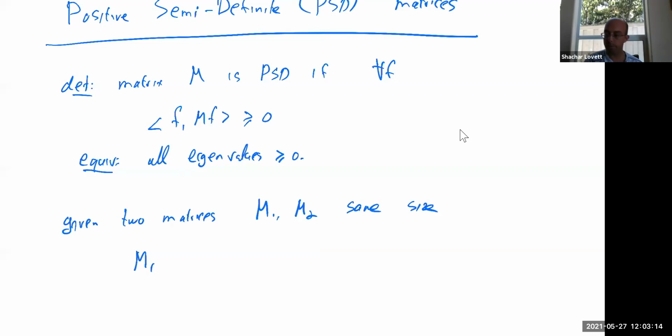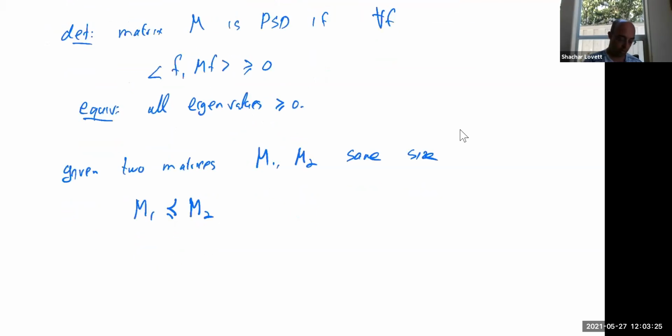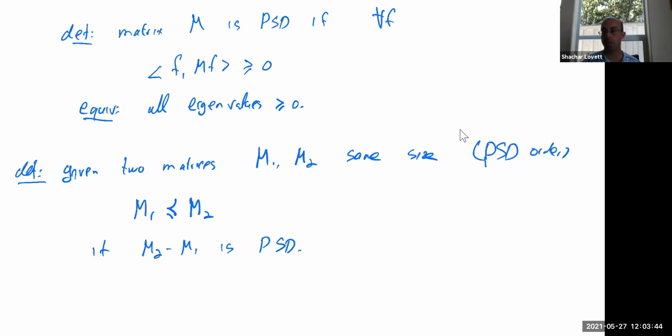Yeah. I think what's the way I want to write this? Something like that. This curly smaller than if M2 minus M1 is PSD. Okay. That's going to be another definition. This is called the PSD order. It's a partial order of matrices.